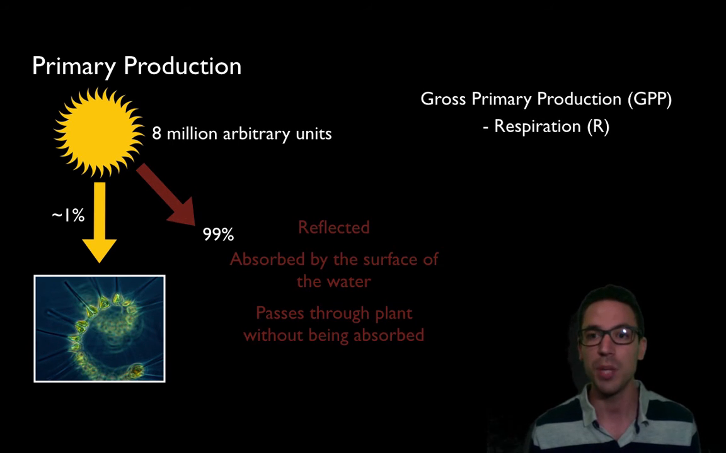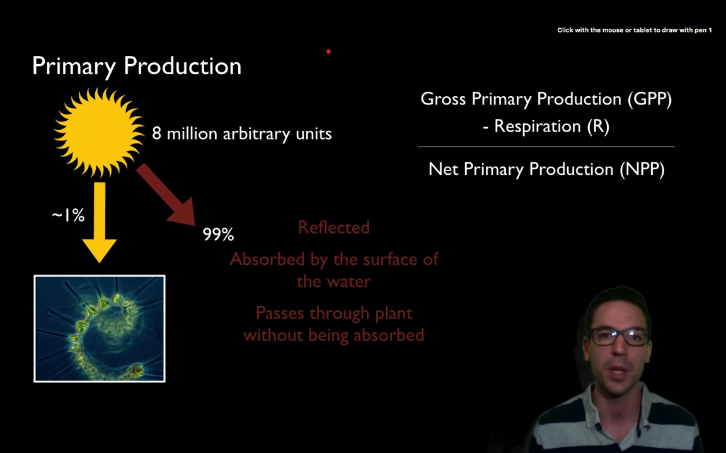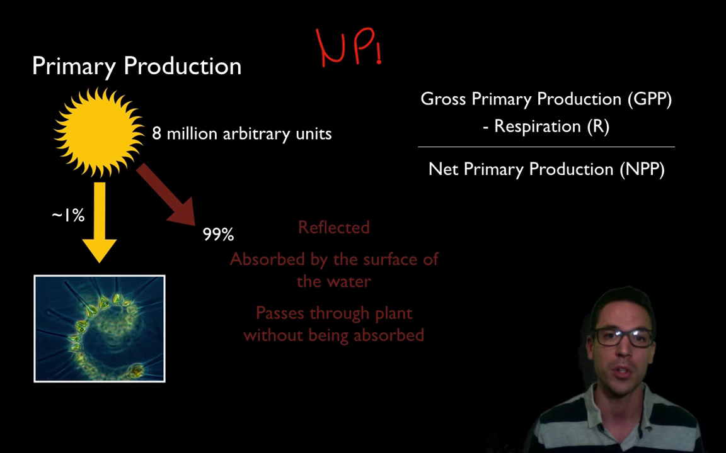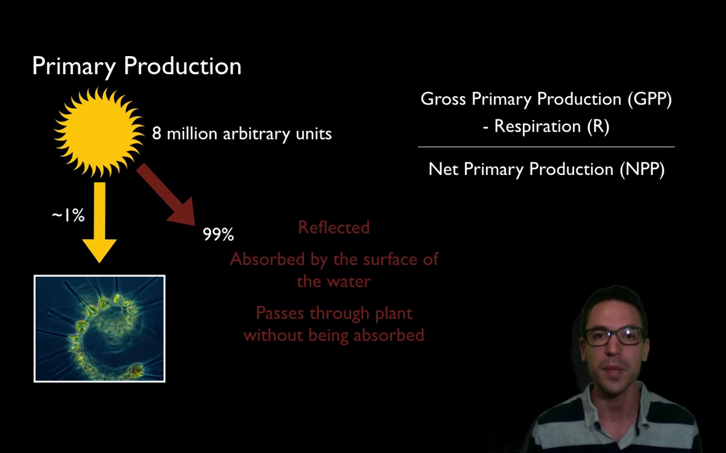So if we were to take the GPP and subtract R, or respiration, what we're left with is something called the net primary production, or NPP. That's going to be the actual amount of energy that's available to the next trophic level. So a simple formula is just that the net primary production, the amount of energy available to the next trophic level, is equal to GPP, the amount that was actually captured by the plant or the organism, minus R, whatever it used for respiration. And that's really going to be our starting point, the NPP.